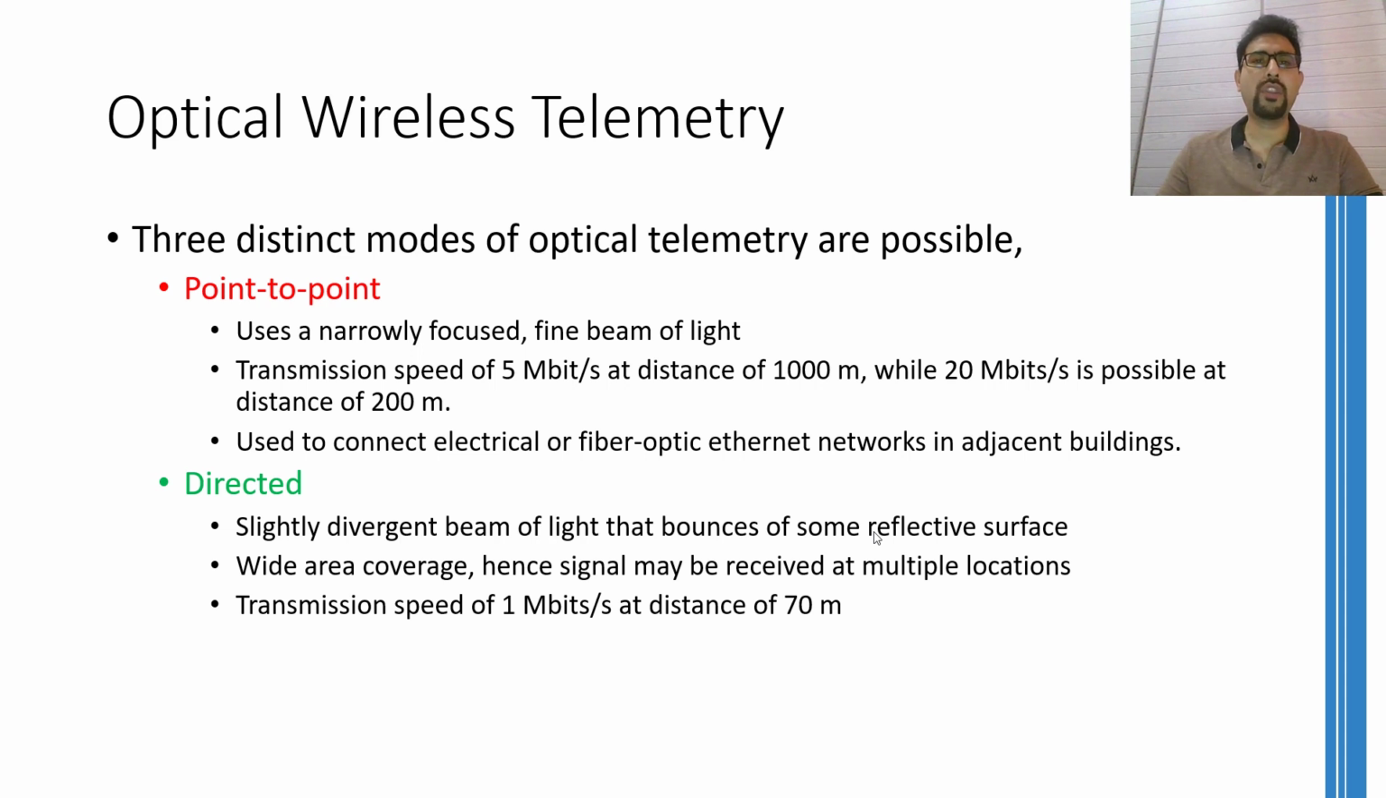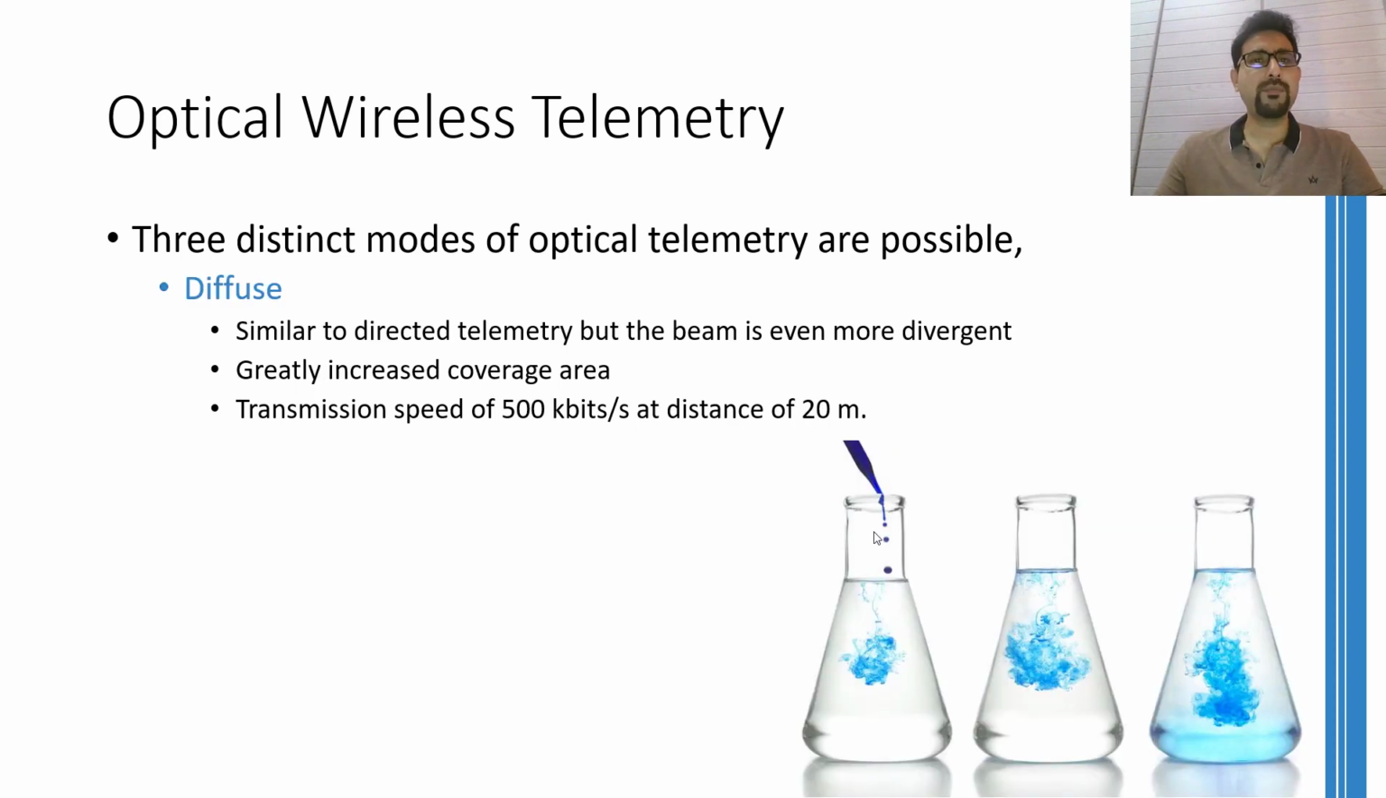The second mode is called the directed mode. In this mode, the light beam that is used is a bit divergent so that it bounces off different reflective surfaces. Although this mode has a wide coverage area and signal can be received at multiple locations, it comes at the expense of lower transmission speeds and lesser transmission distance. The last mode is called the diffused mode. The example of this mode is exactly what a multimedia projector is doing. It has a large coverage area but lower transmission speed and distance as well.